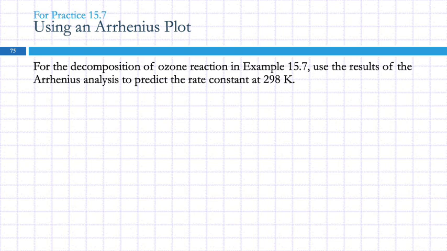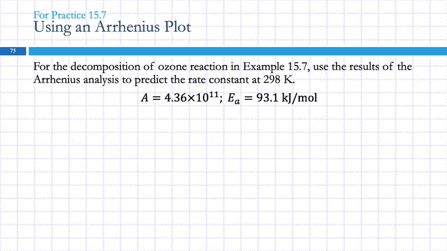So for the decomposition of ozone in that example, use the results that we just found to predict the rate constant at room temperature, 298 Kelvin. Well, because I have a bad memory, I typed them in there so we don't have to worry about it. Okay, so that's what we just found.